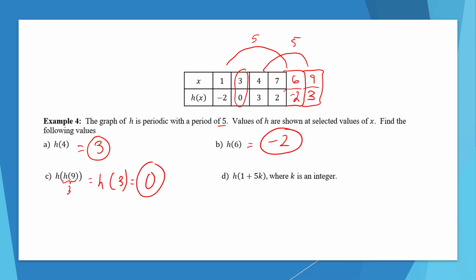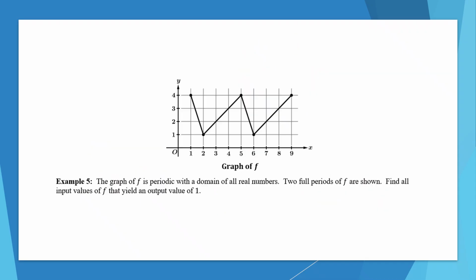And then for D, we have h of 1 plus 5k. Where k is an integer, right? So it's going to be a nice multiple of 5, which is essentially just saying what is h of 1? Because h of 1 will be the same as h of 6, which will be the same as h of 11, and so on and so forth. And so this should just be -2 as our answer for part D as well.